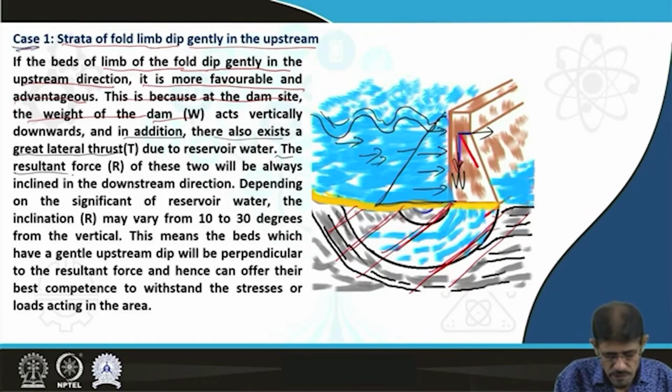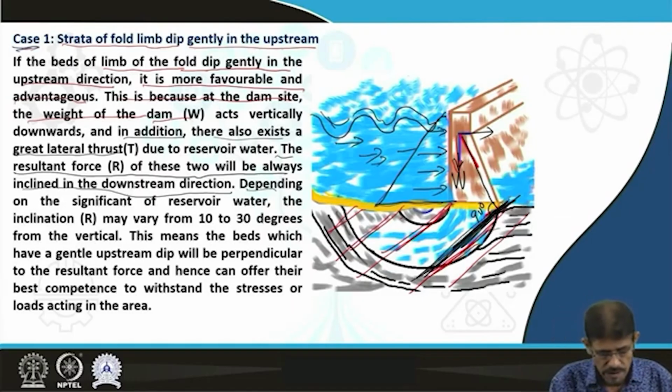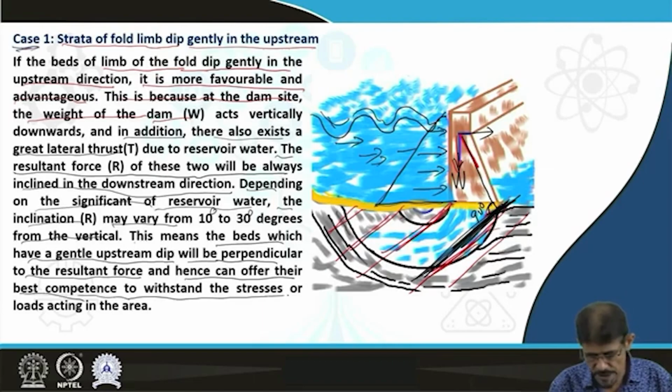The resultant force R of these two will always be inclined in the downstream direction. As it indicates, if we trace this, it is acting normal to the bedding belonging to the limb of fold, and depending on the significance of the reservoir water, the inclination of R may vary from 10 degrees to 30 degrees from the vertical, and it indicates that the bed which has a gentle upstream dip will be perpendicular to the resultant force. Hence it can offer its best competence to withstand the stresses or loading acting on the area.